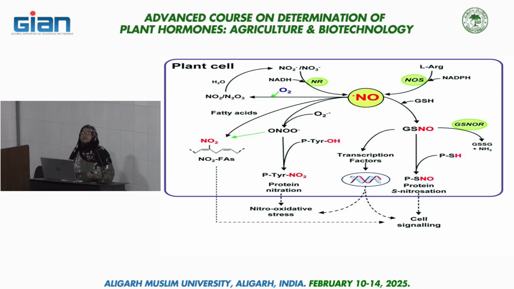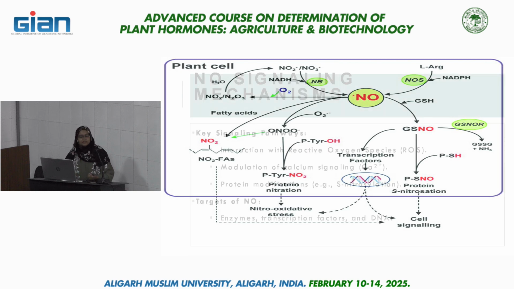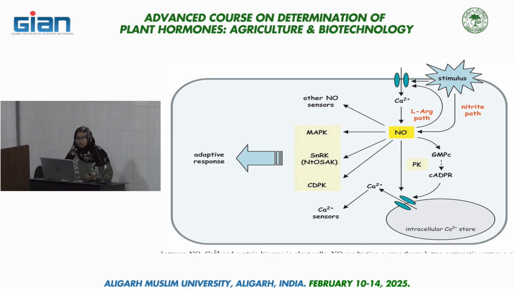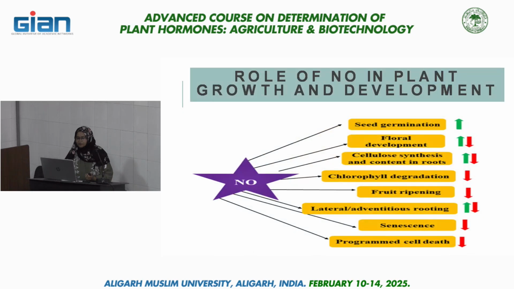Besides this, several scavengers are also used for research. Scavengers are those compounds which remove NO from the sources. A scavenger neutralizes the excess NO, helping in NO detoxification and regulating its signaling pathways. The most important one is carboxy-PTIO, a widely used NO scavenger that reacts with NO and reduces its bioavailability. I am not discussing all of them.